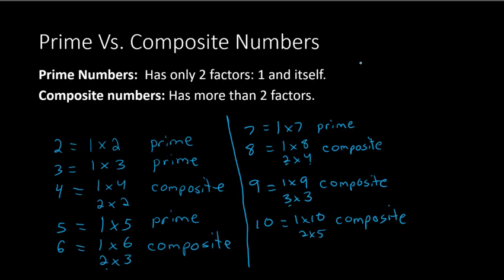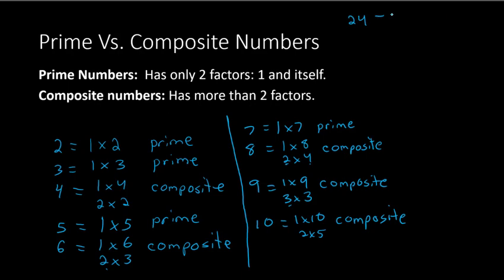Let's try one more. We'll just make up a number, see if you can do this on your own, and then this will conclude our lesson for today. Okay, what if I gave you the number 24? Is 24 prime or composite? Hopefully you got this correct. So 24 would be composite.